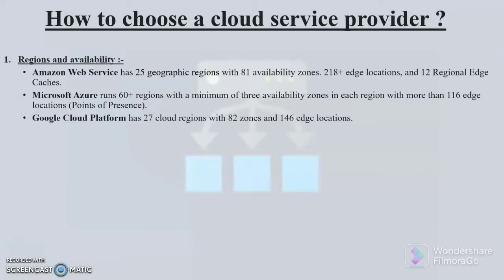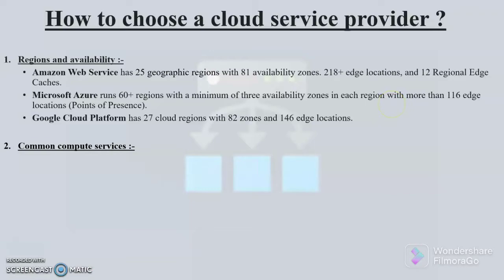So the first one, we can say that we can choose on the basis of regions and availability. So the first one is Amazon's AWS, which has 25 geographical regions and has the highest number of locations, with number of locations as 218. The next one is Microsoft Azure with 60 regions and 3 availability zones and has 116 locations, which is less than AWS. And the third competitor we have is Google's GCP, which has 27 regions and 82 availability zones, and it has total of 146 locations.